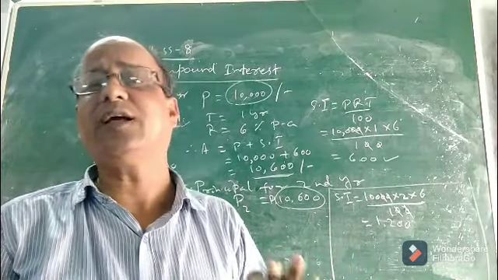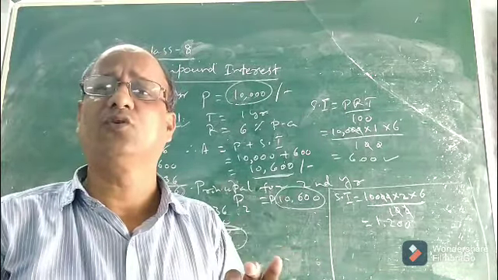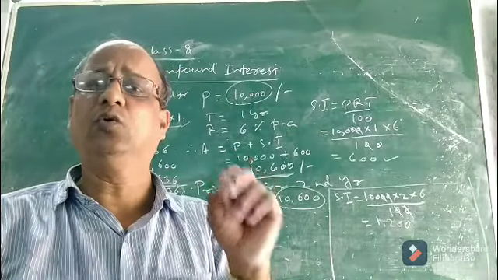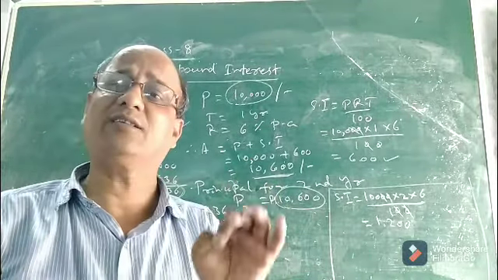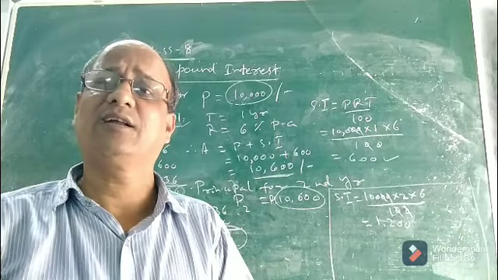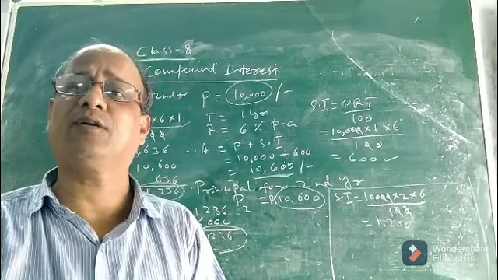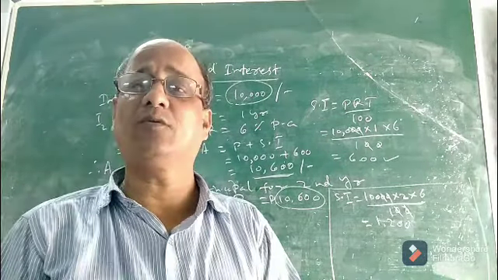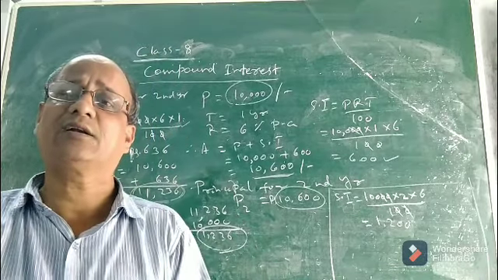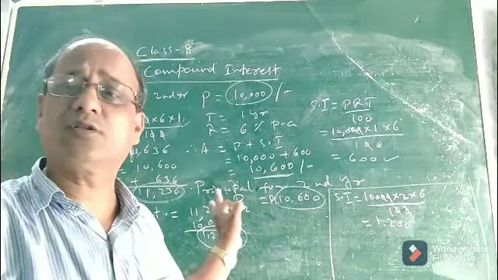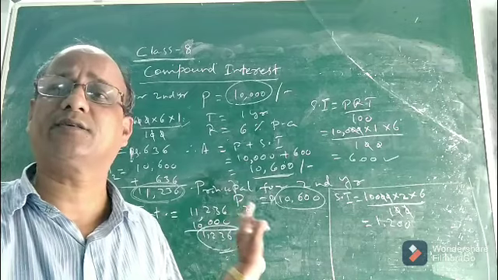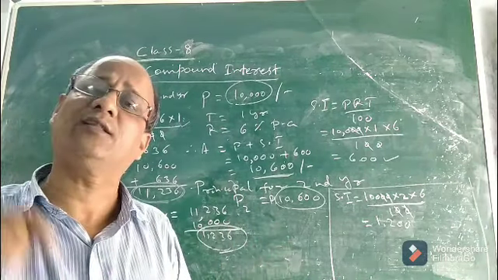Other than using the unitary method, we can also use a formula. There are formulae to calculate compound interest. How it is calculated and what the formula is, we will discuss in the next class. I hope you understood the concept of compound interest that I discussed now. We will discuss more about it in the next class.